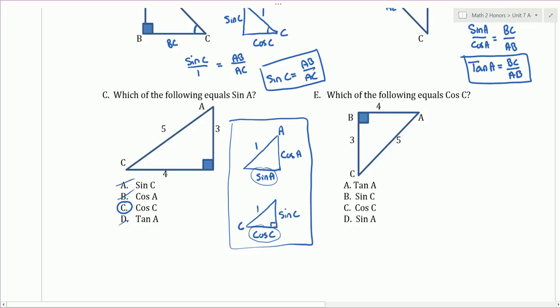Next one. Which of the following equals cosine C? So again, we can look at our two pictures that we drew, and we see cosine C and sine A are the same thing. And you can eliminate the others as well.